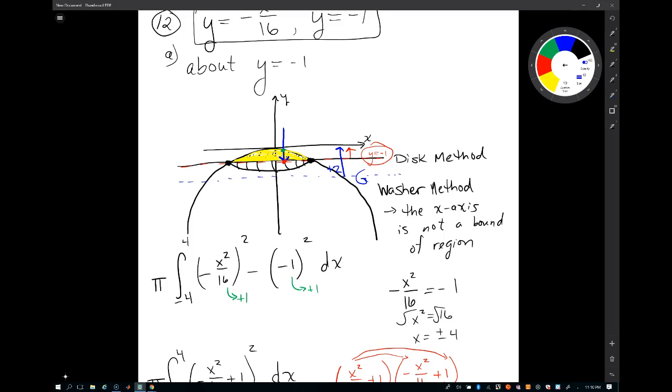And then in part C, it says go around y equals 1. So in order to shift y equals 1 to the x-axis, we've got to go down 1. So we would minus 1 from everything.